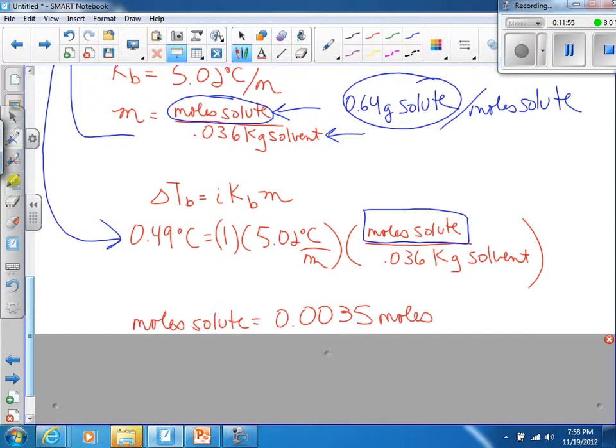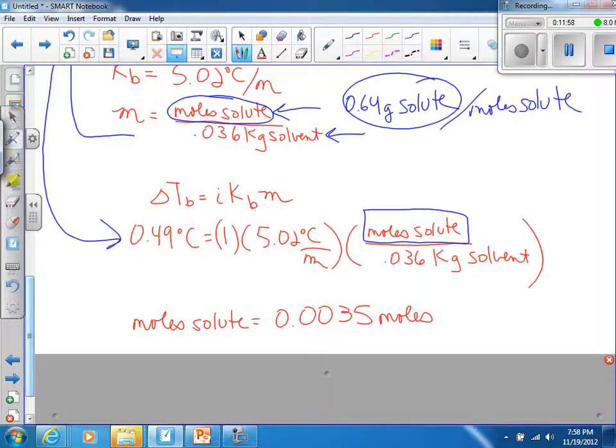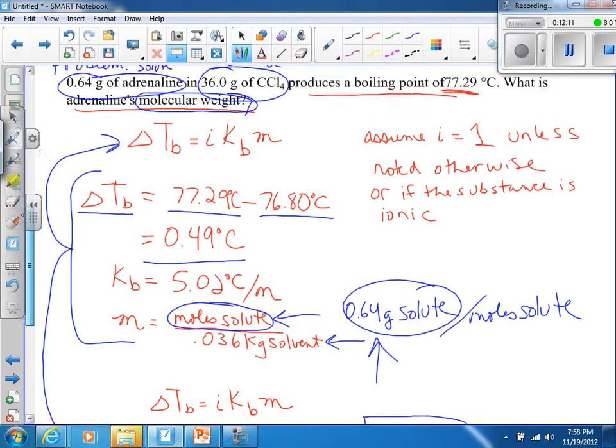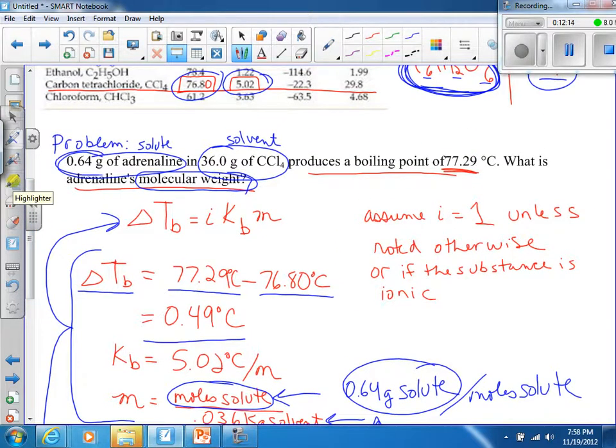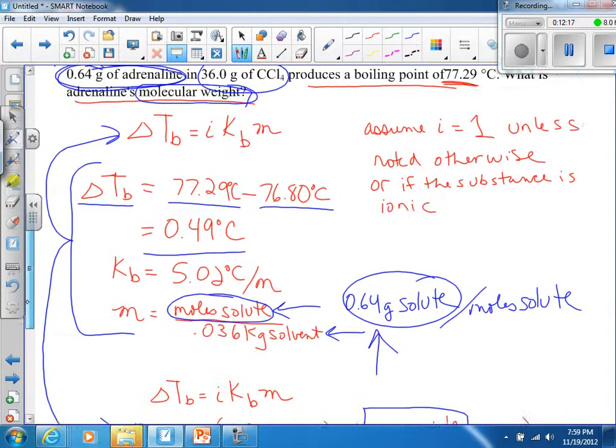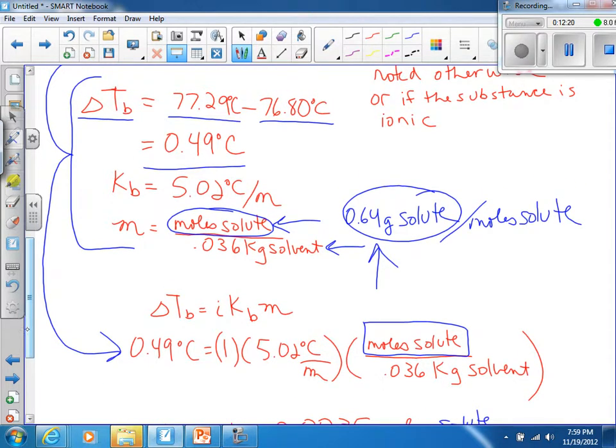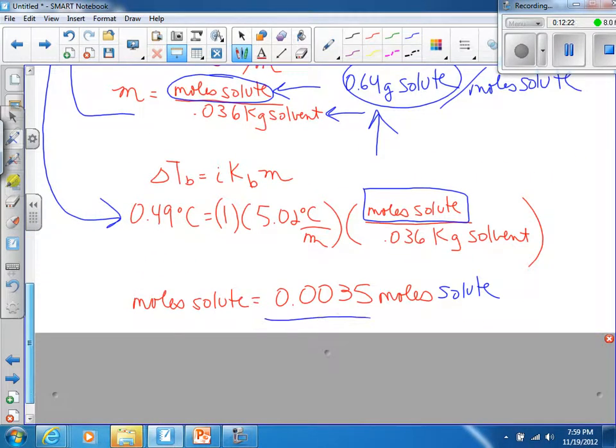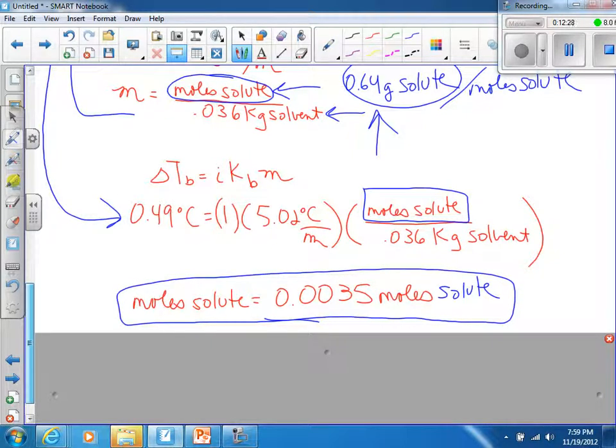So we isolate the moles of solute. We get 0.0035 moles of solute. And our molar mass is just the 0.64 grams of solute, because that is how much adrenaline was put into the solution. And we know that there had to be 0.0035 moles of solute put into the solution, because that's how many moles would be needed to give the 0.49 degree change in the boiling point.